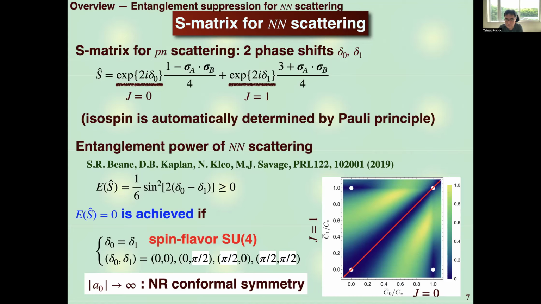You see that the small entanglement generation is realized on this diagonal line, as well as at the four points on the corners. The spin 0 and spin 1 have some identical structure that is given by this diagonal line. And these four points correspond to these four corners. One of the channels has zero interaction, the other channel has the largest interaction, and so forth. So now you see that the entanglement is actually suppressed in this calculation.